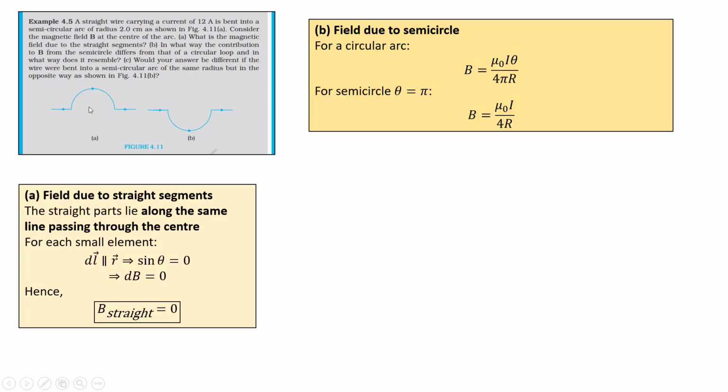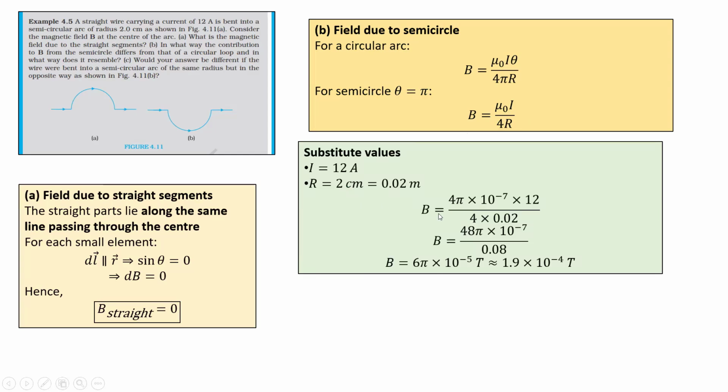Now, what is the magnetic field at the center of the semicircle? What is the formula for the magnetic field at the center of a circle? That is B equals mu 0 I by 2R. This is a semicircle. Full circle, mu 0 I by 2R. Half circle, mu 0 I by 2R into half. That is mu 0 I by 4R. The magnetic field at the center of the semicircle is mu 0 I by 4R.